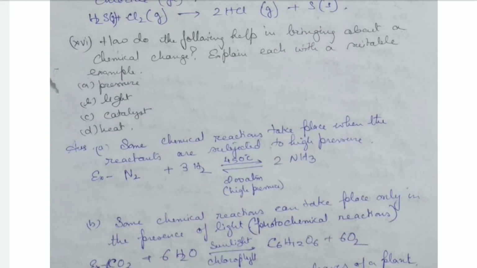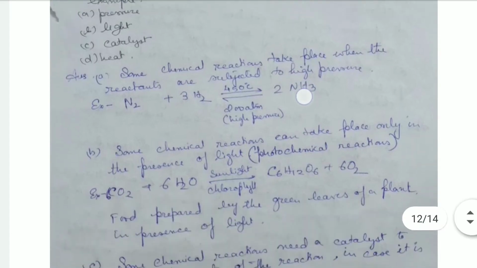Then what happens? Ammonia is formed. Nitrogen combines with hydrogen to form ammonia. This chemical reaction takes place under high pressure, and when the pressure is released, again it gives back nitrogen and hydrogen. So this is a reversible reaction.